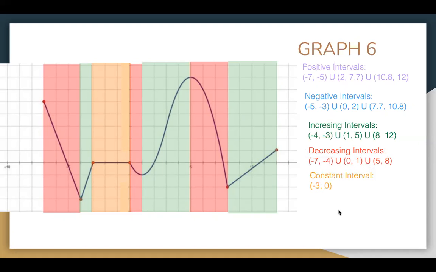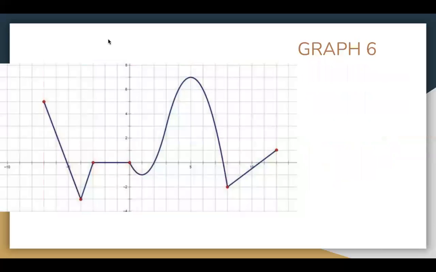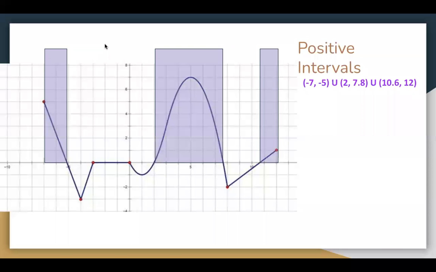So here are all of our intervals for the continuous graphs intervals homework. Hopefully that helps. You can always look at the PowerPoint as well to see these extra slides that show you the intervals one at a time.